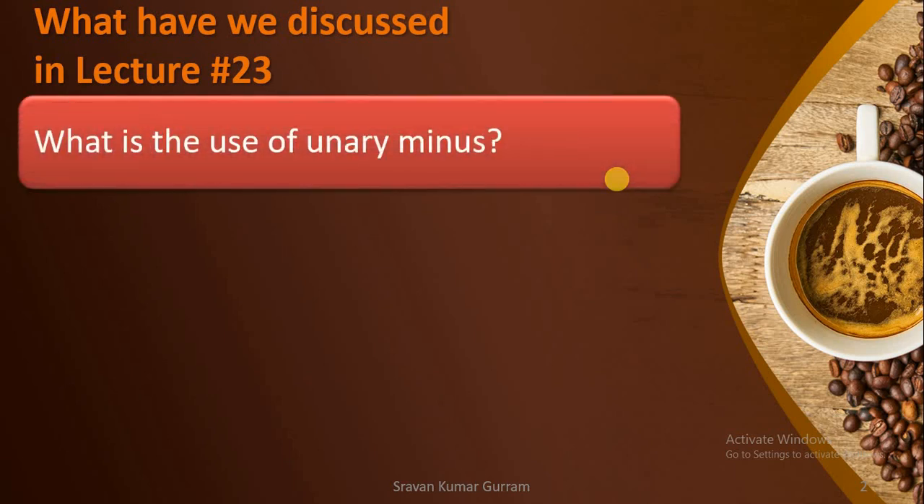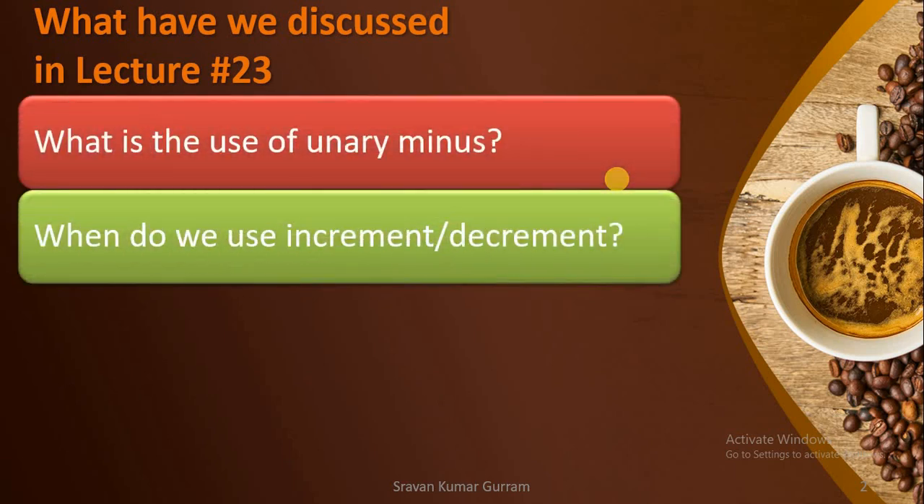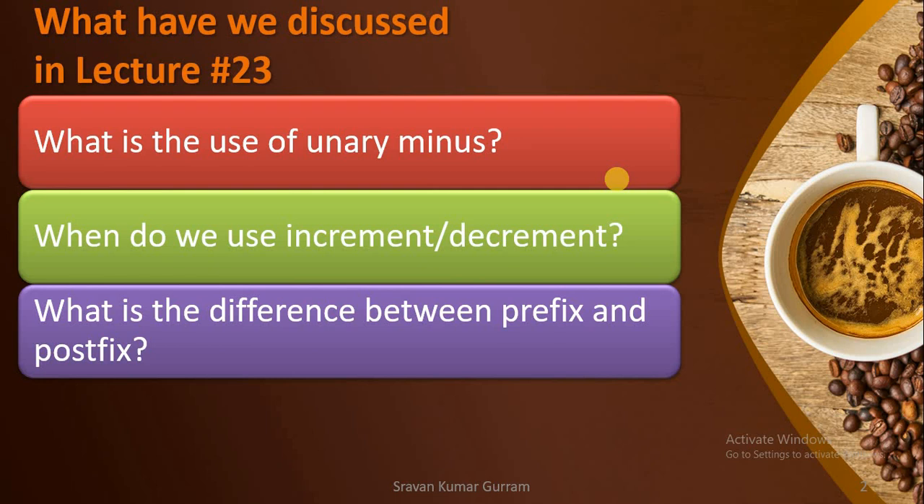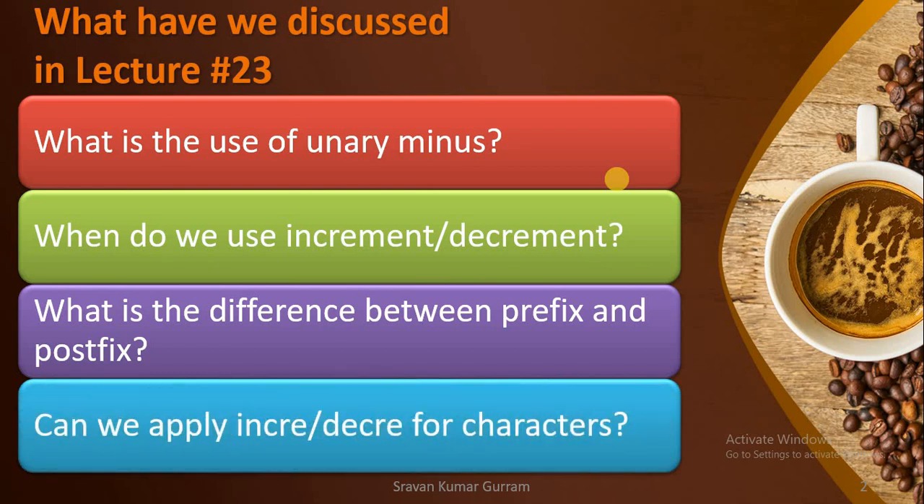What is the use of unary minus? When do we use increment or decrement operators? What is the difference between prefix and postfix versions of the increment and decrement operators? Can we apply increment or decrement operators to character values?